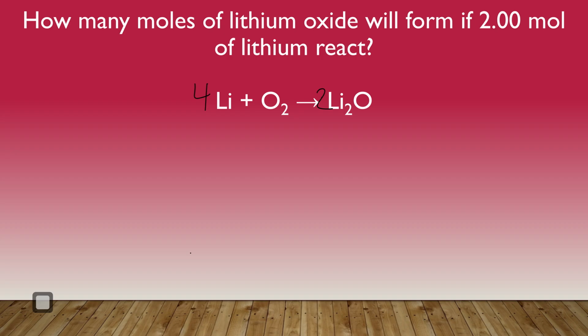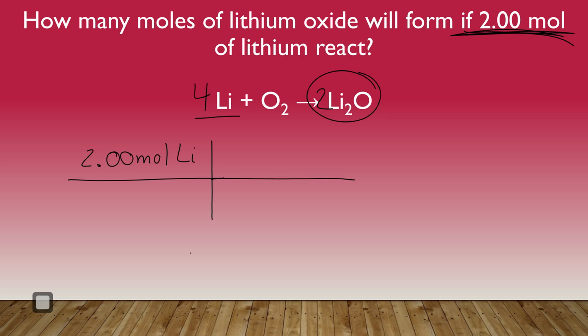What's the problem now saying? It says how many moles of lithium oxide, which is this, will form if 2 moles of lithium react. So I'm starting with 2.00 moles of lithium. I use what's given to me in the word problem. All right, I'm going from moles to moles. That's a one-step affair. I come from moles of lithium, I go to moles of lithium oxide. Where do I get my numbers from?